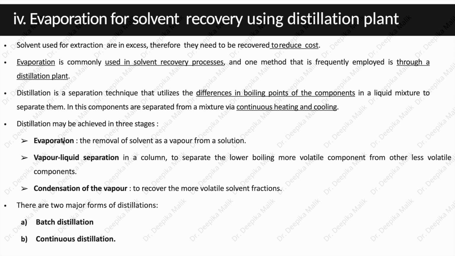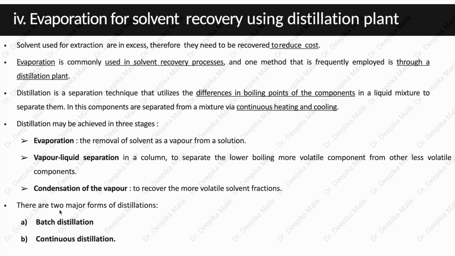First is evaporation, that is the removal of solvent as a vapor from a solution. Second stage is the vapor-liquid separation in a column to separate the lower boiling, more volatile component from the less volatile components. Third stage is the condensation of the vapor, that is to recover more volatile solvent fractions.